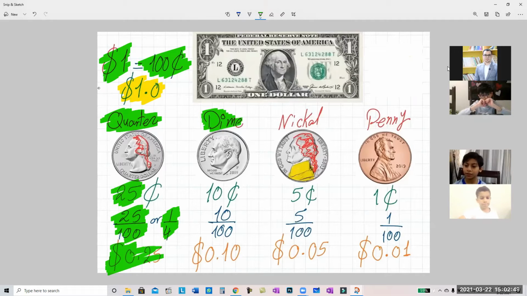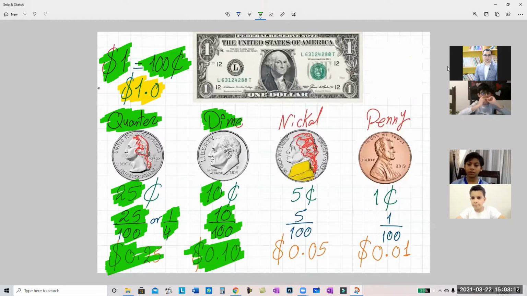And we all know what it looks like. It equals 10 cents. And if you want to write it in fraction form, it will be 10 over 100, and as a part of a dollar, it will be 0.10 of a dollar.